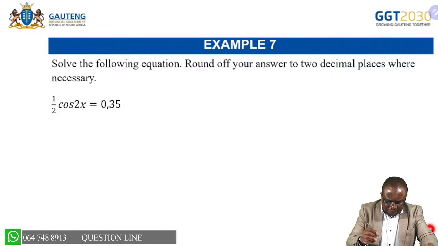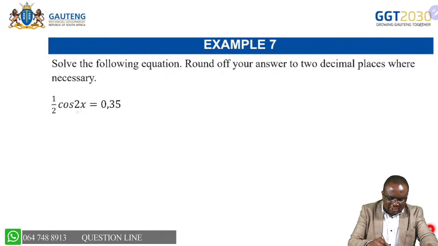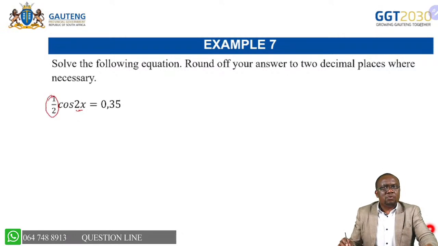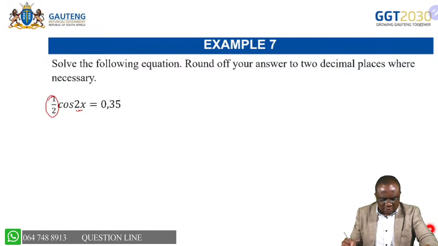So now, it's a combination, sort of. Remember, our angle is 2x, and then we have this coefficient here. So what must we do? To get rid of half, we must multiply by 2, on both sides of the equation. Half is like division by 2. The inverse is multiplication. So we multiply by 2 on both sides of the equation.